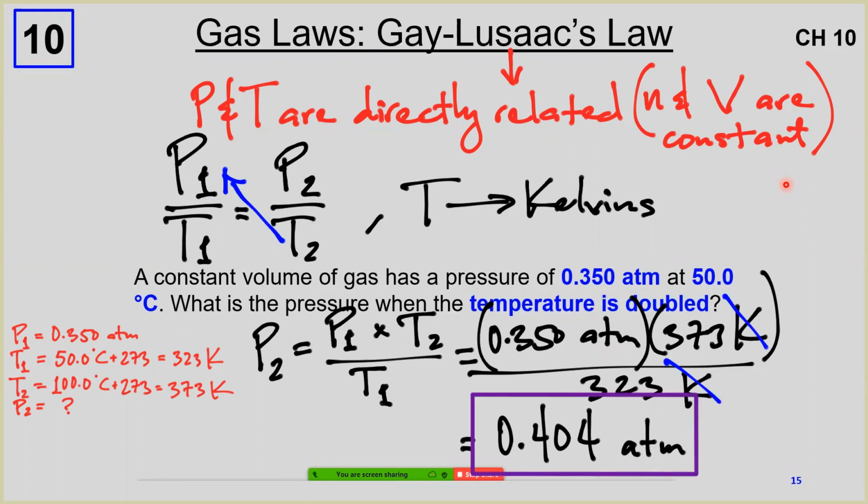All right, so that would be the final pressure if we were to increase the temperature. So as you can see, according to Gay-Lussac's law, increasing the temperature would increase the pressure. By doubling temperature, we would increase the pressure as well. So it increased from 0.35 to 0.404.